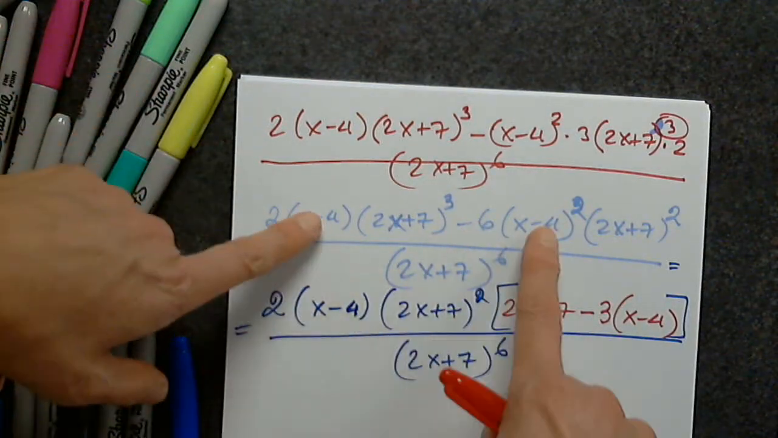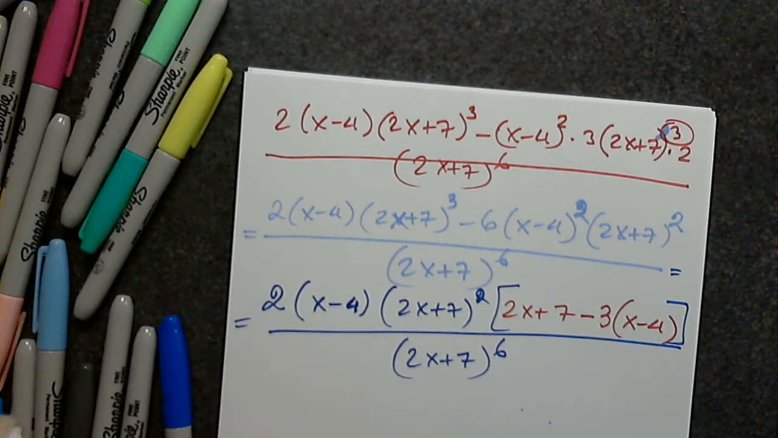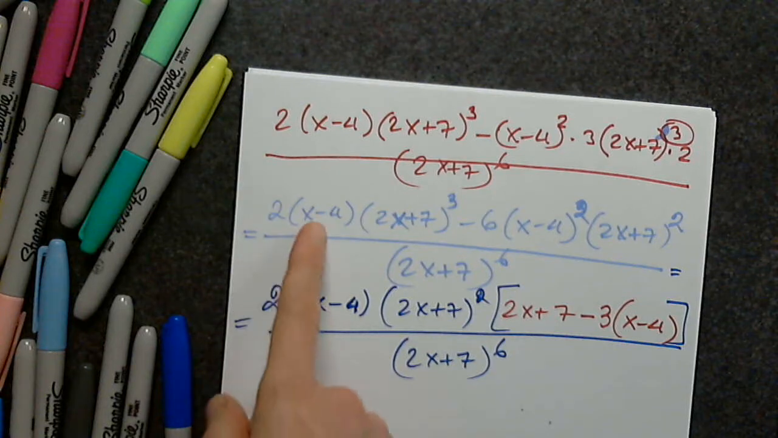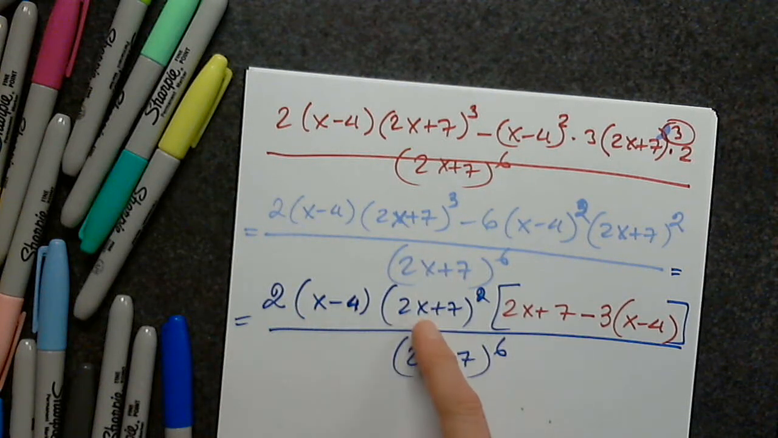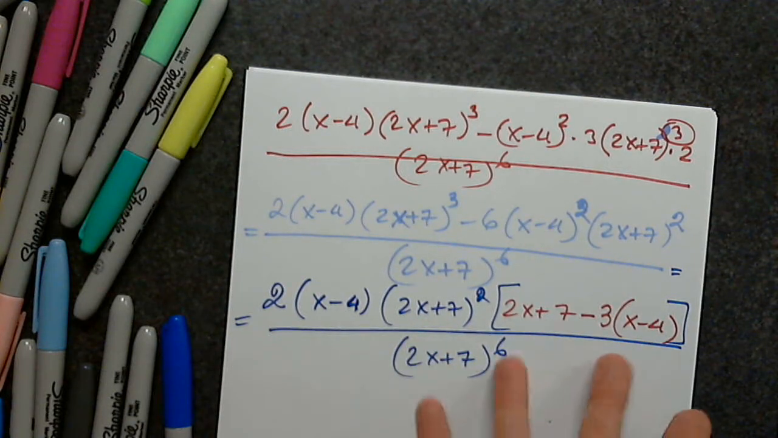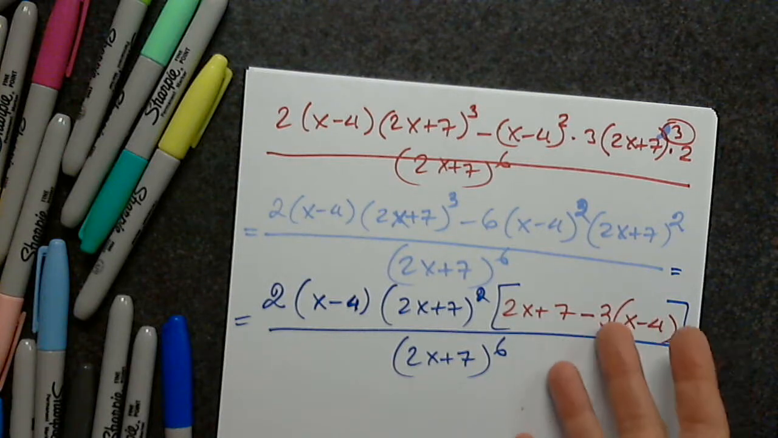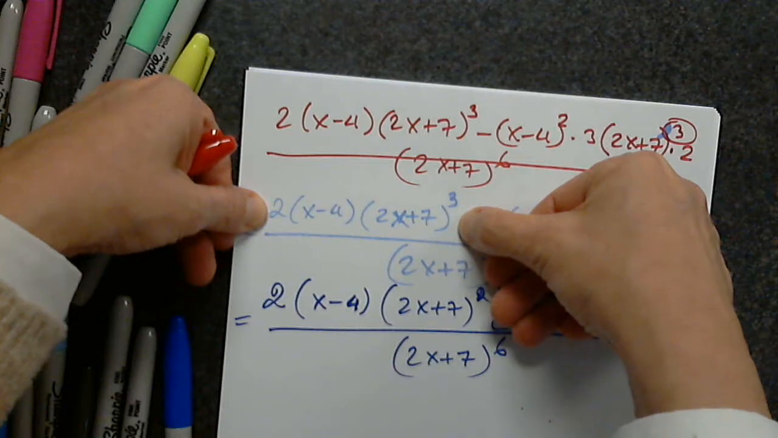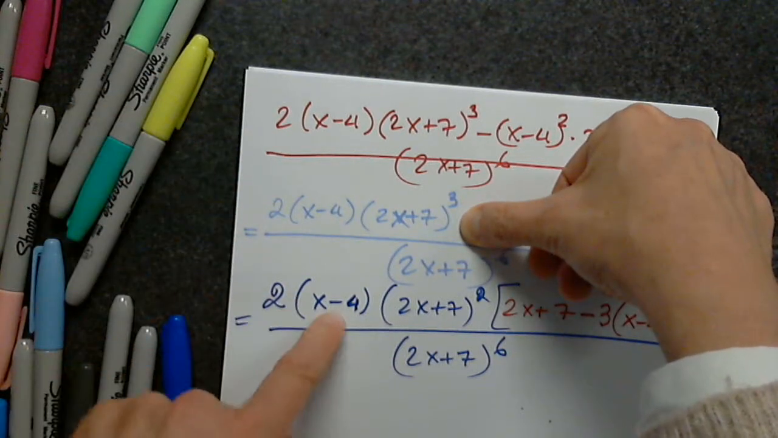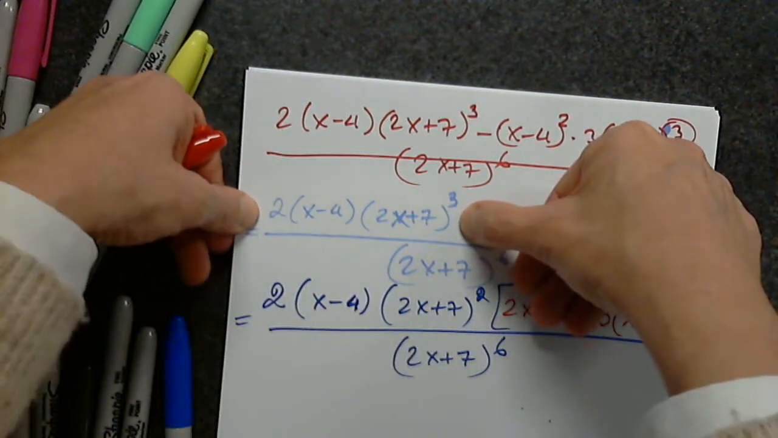So 2 is a common factor. X minus 4 is a common factor. 2x plus 7 is a common factor. In the previous example, I only had x. Is that clear that x minus 4 is a common factor? Is it clear that 2x plus 7 is a common factor? And now all I have to do is just identify what is left. How do I know whether this is correct? Because 2 times this times this times this will give me this. Let's try. 2 times x minus 4 times 2x plus 7 squared times another 2x plus 7, I get this.